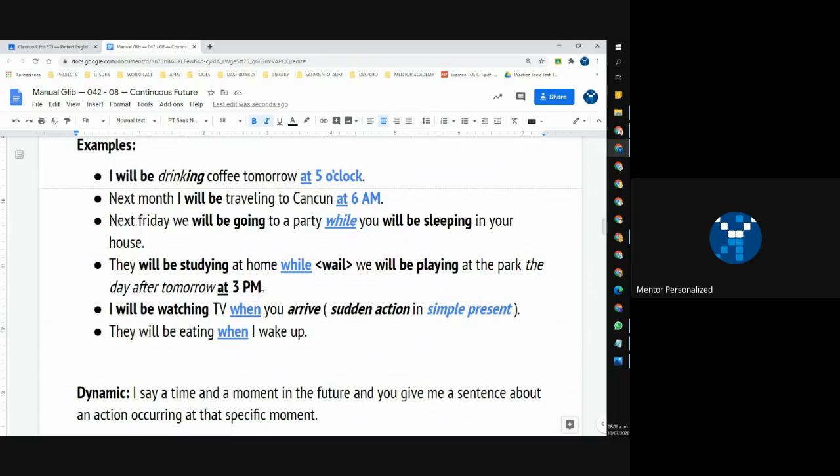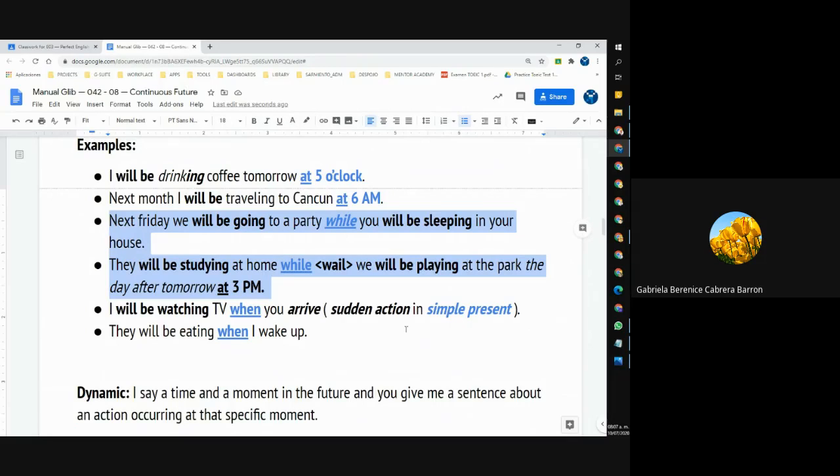Can you please start reading? I will be drinking coffee tomorrow at 5 o'clock. Next month, I will be traveling to Cancun at 6 a.m. Very good. Very important. Remember, these two first sentences express a specific time, and for future continuous it's very important that you define the specific time, okay, with at and the hour, okay? Very good. Next two, please.